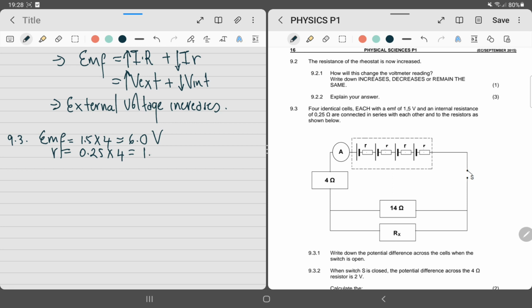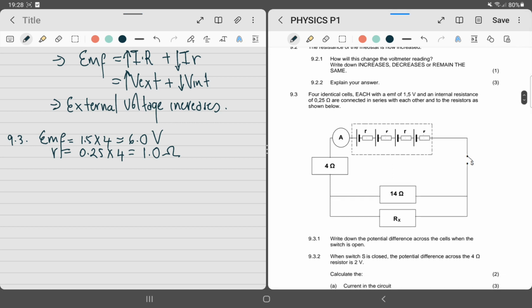So we have an internal resistance of 1.0 ohms, connected in series with each other and to the resistors as shown below. So this side is the positive terminal and that side is the negative. The total current will flow in this direction. That's I total. The current that passes through the 4 ohm resistor is the I total.